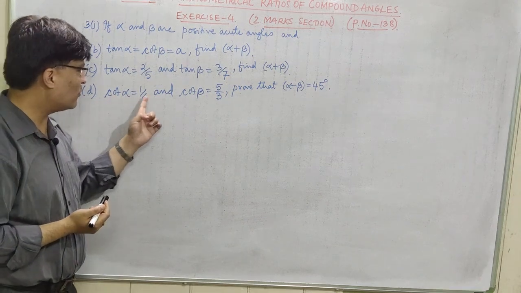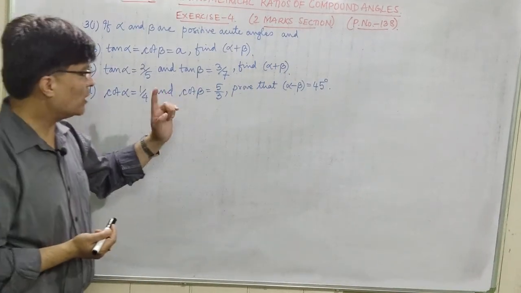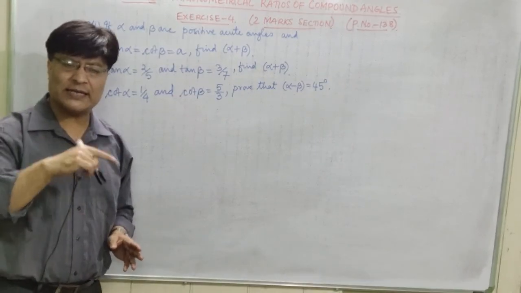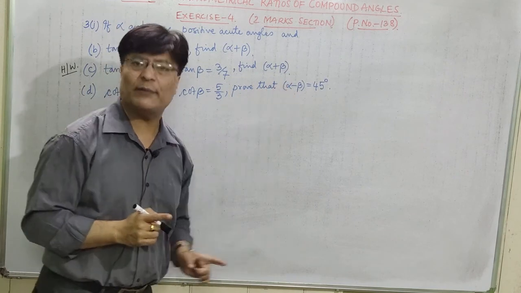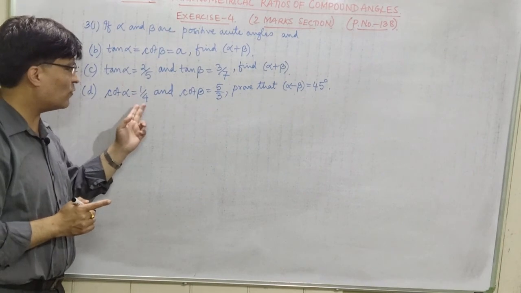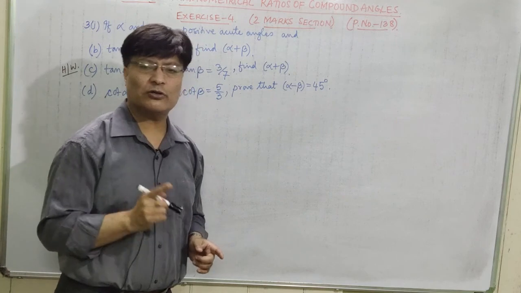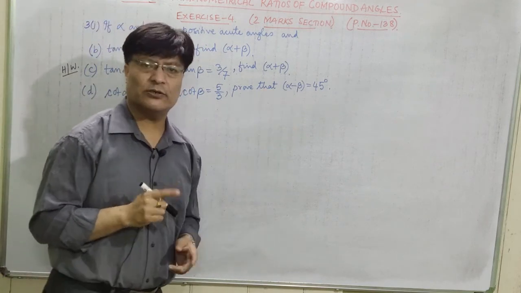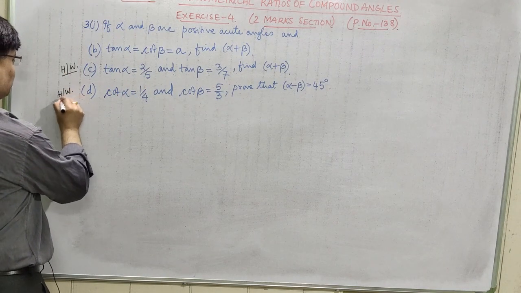Your cot alpha is equal to 1/4 and cot beta is equal to 5/3. You have to prove that alpha minus beta is equal to 45 degrees. In order to prove this, first of all you find out the value for cot of alpha minus beta, because in the question it is given cot alpha is equal to 1/4 and cot beta is equal to 5/3. So first of all you have to get the value for cot of alpha minus beta, and then we can easily prove alpha minus beta is equal to 45 degrees. So this number D is also your homework.